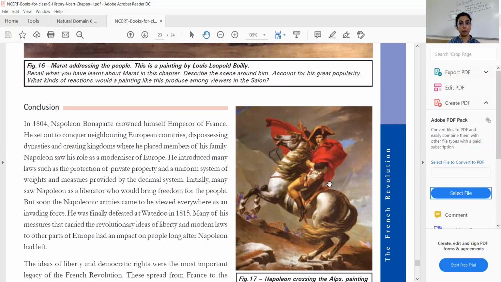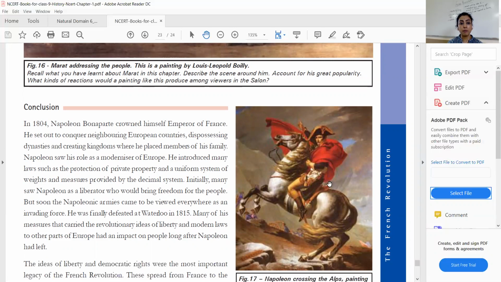It was Napoleon Bonaparte who took the power. So he declared himself the Emperor of France. After declaring himself emperor, he went about conquering the neighboring European countries, dispossessing dynasties. He created his own kingdoms, and in those kingdoms he kept his own family members, no other people. Whatever he wanted, he just benefited himself and his family.